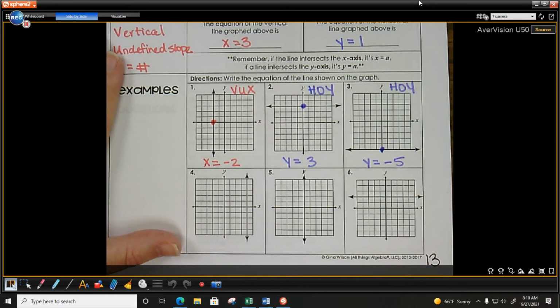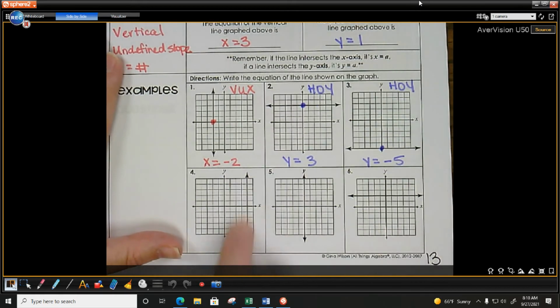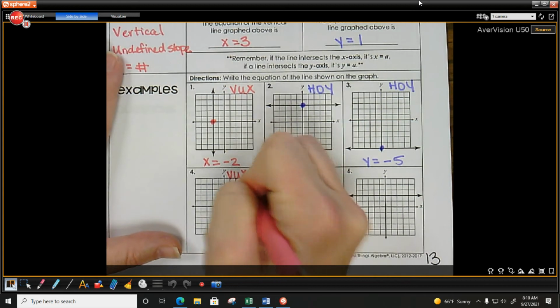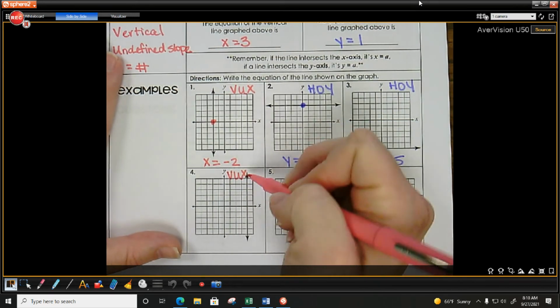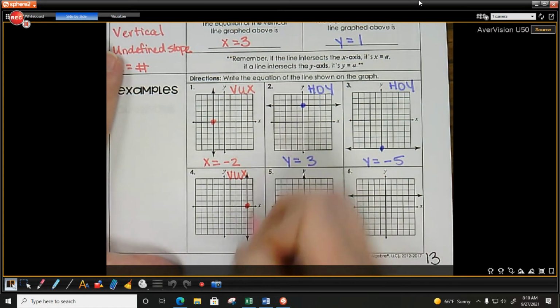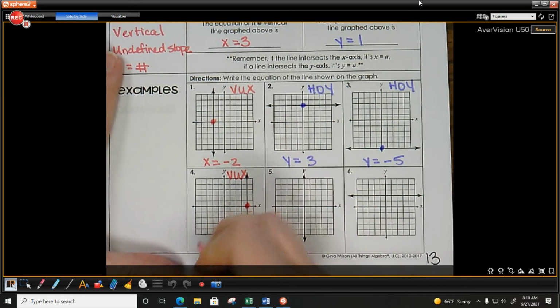Okay, next, this is a vertical, so this is a vux. Vertical lines have an undefined slope and they're written as x equals a number. Well, where does it hit the x-axis? 1, 2, 3, 4.